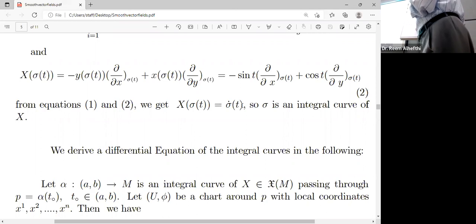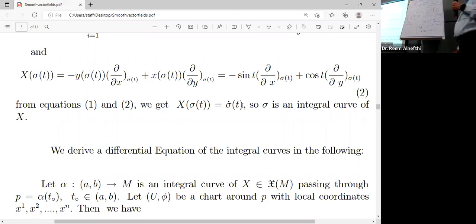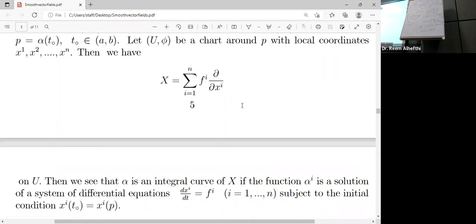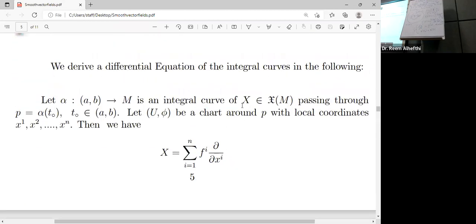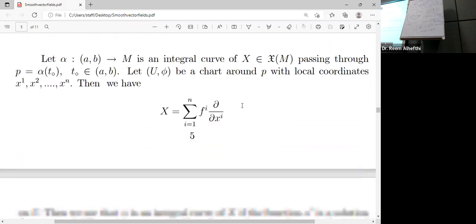This is an initial value problem for a system of differential equations. These are the differential equations for an integral curve. Given a vector field, if you want to find the integral curve passing through this point, we need to solve this system of differential equations. Here, this is what I just said.